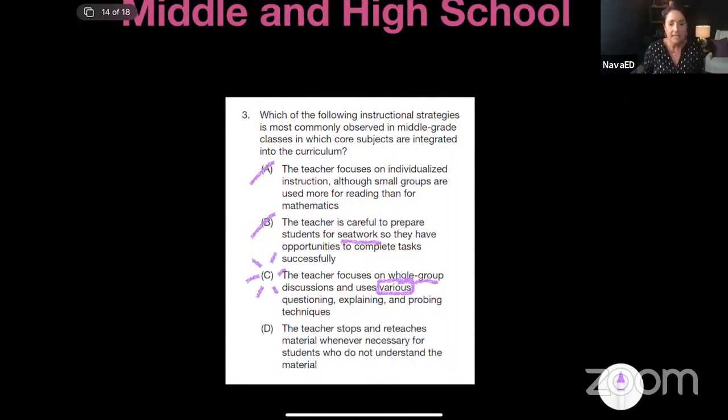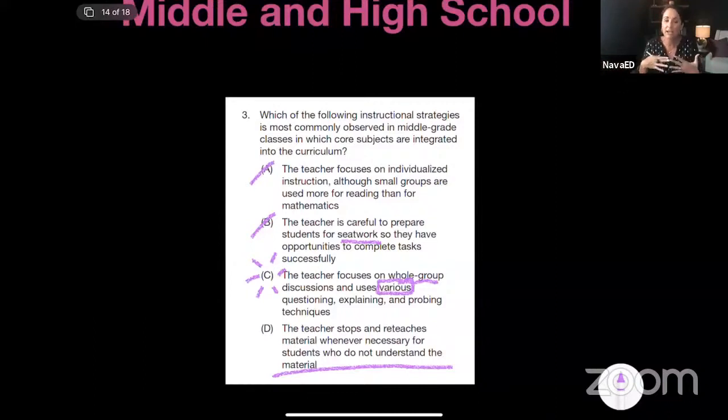Let's go with D. The teacher stops and reteaches material whenever necessary for students who do not understand the material. All right. This is kind of the opposite of differentiated instruction, because if you're stopping and reteaching in the middle of whole group, you're not being cognizant of the students who do understand it. Right? So if I stop every time and reteach something and you're one of my students who has it, you're like, oh, here we go again. She's going to teach it 8 times. I already got it. Let's move on. So D is kind of the opposite.